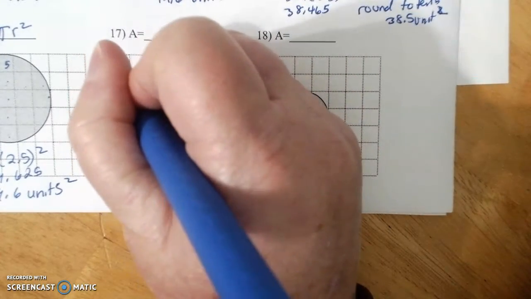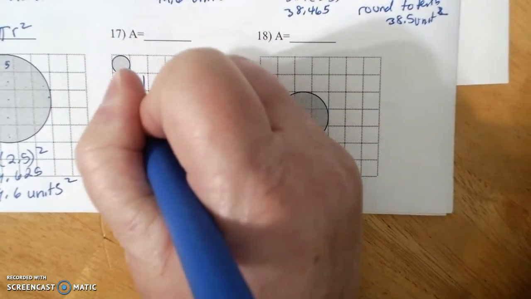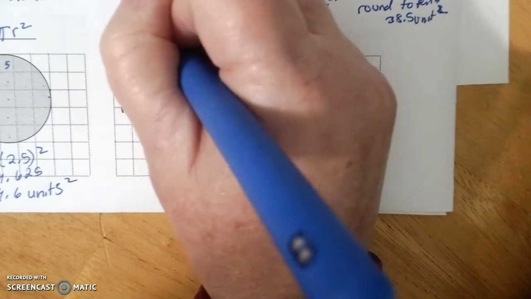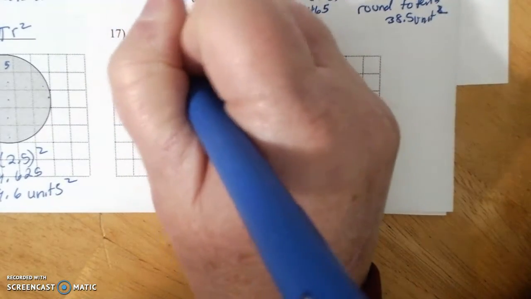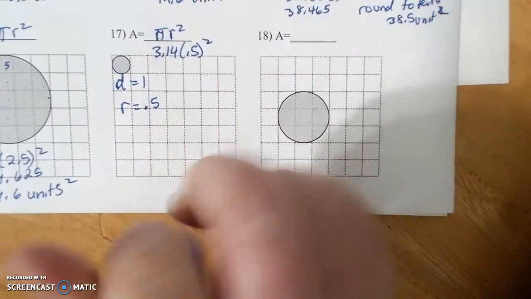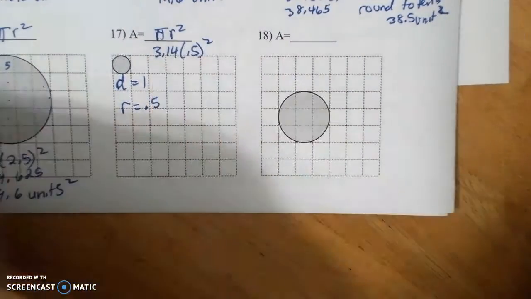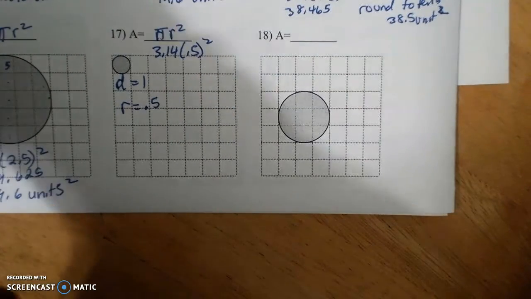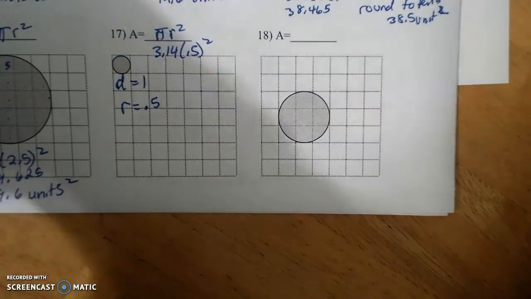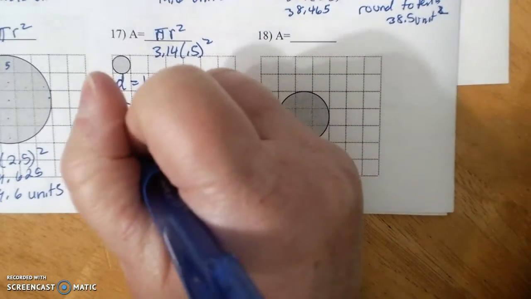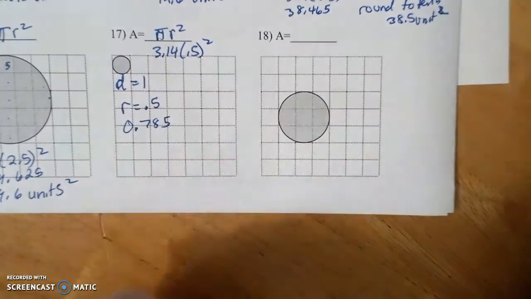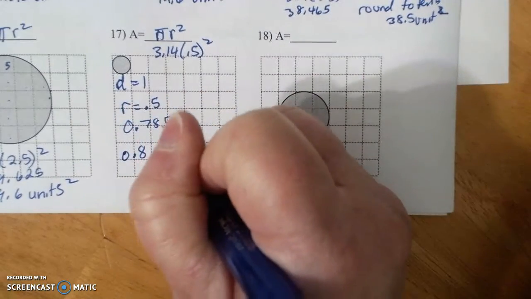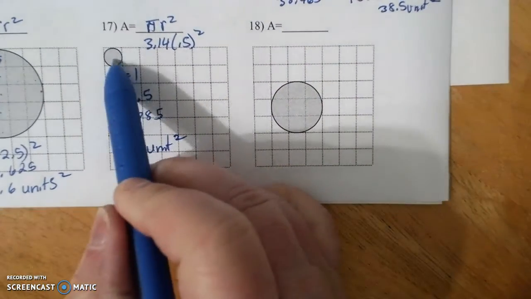The diameter is 1. The radius would be 0.5. 0.5 squared, so it'd be pi r squared, 3.14 times 0.5 squared. Make sure you square it and then multiply it by 3.14. 0.5 times 0.5 times 3.14 is 0.785, rounded to the nearest tenth, 0.8 units squared. And we could tell it's just under 1 unit.